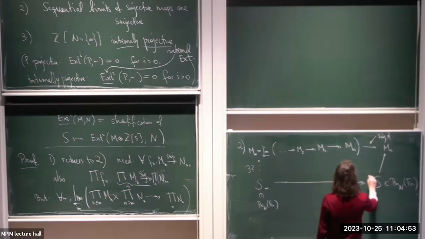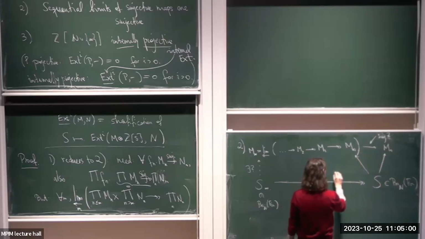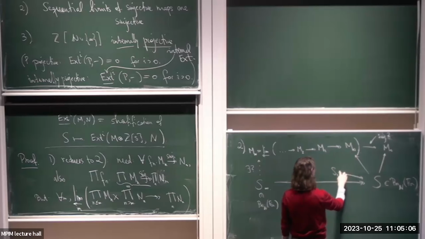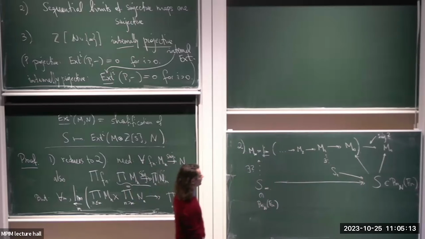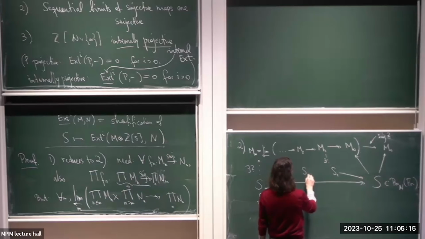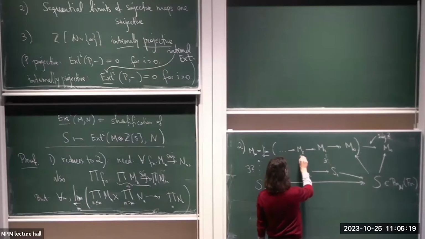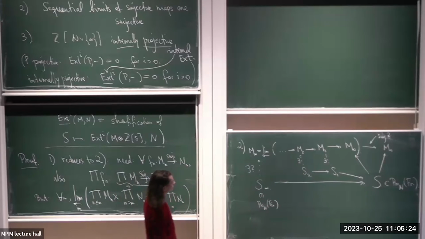But let's just see what happens. So this maps to M0. But because this map is surjective, we know that there is a light profinite set and a lift to here. And then again, because this map is surjective, there exists some further light profinite set and a lift to here.